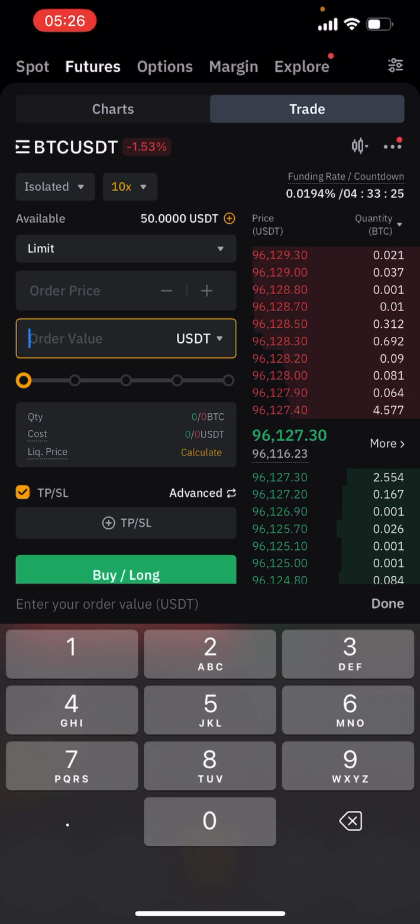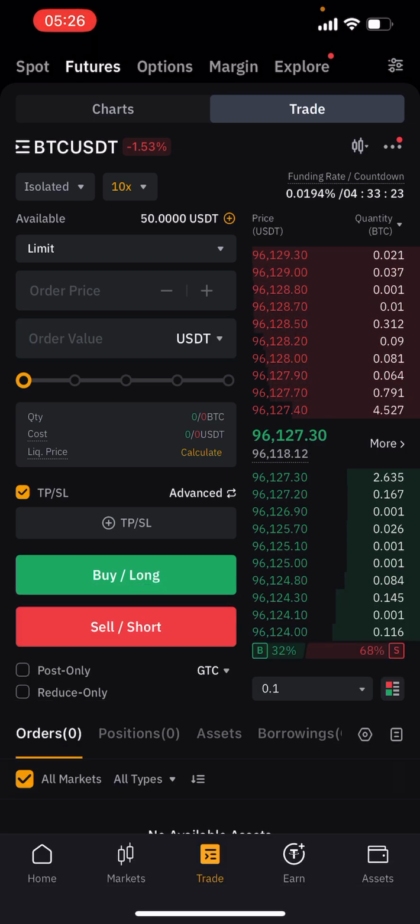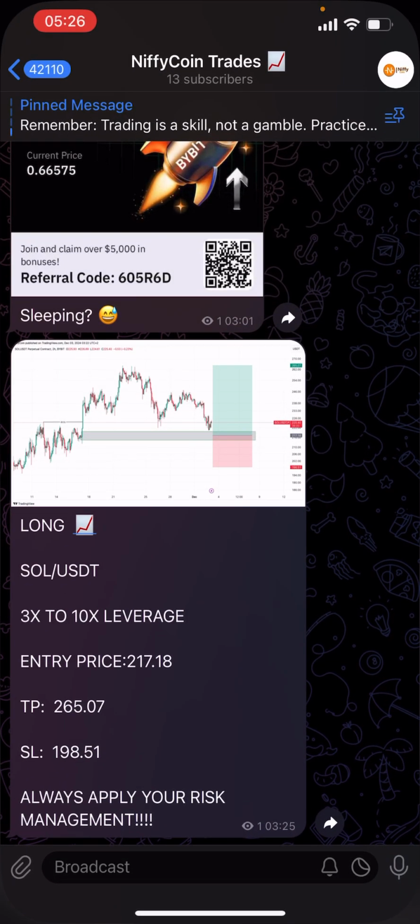So let's go to Telegram so you can see the signal I just dropped. I dropped this signal 1 hour ago. So let's see how it goes.